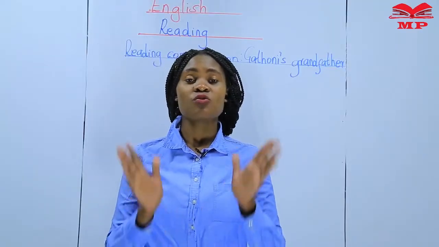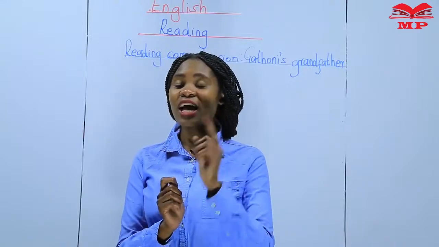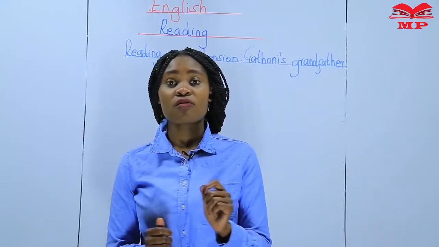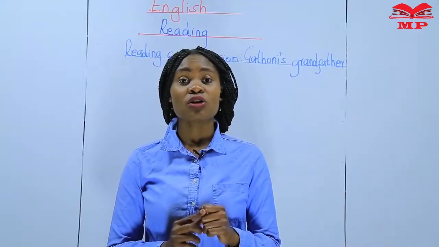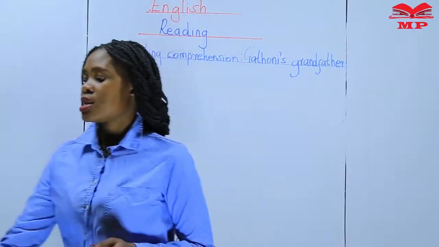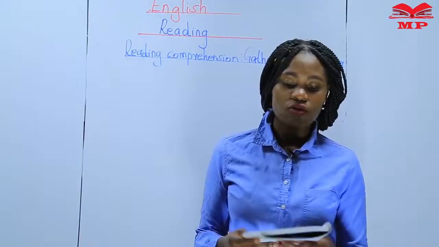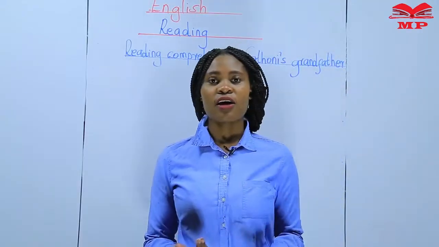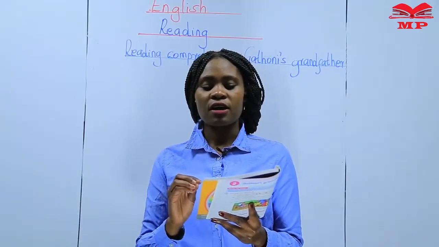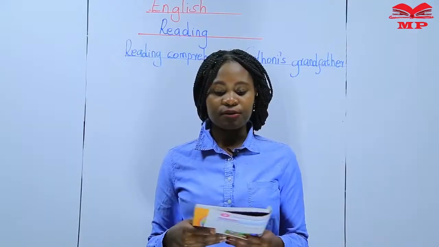So for this lesson, we are now going to read the story. So make sure that you are paying attention, because at the end of this lesson, I will require you to answer questions about the story. Now, as we said earlier, the title of the comprehension is about Gathoni's grandfather. Therefore, the story is all about a grandfather who belongs to a child called Gathoni.